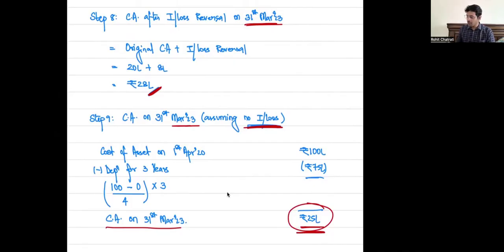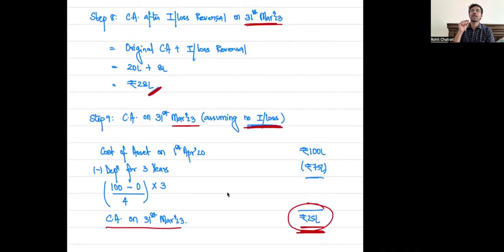The carrying amount cannot exceed 25 lakhs. So I will be only able to increase my carrying amount from 20 to 25. Although the recoverable amount is 28, because of condition 3, Ind AS 36 prohibits us to increase the carrying amount beyond what it would have originally existed, if there was no impairment loss, and hence we will be able to increase it from 20 to 25 only. Therefore, the reversal of impairment loss is going to be equal to rupees 5 lakhs.